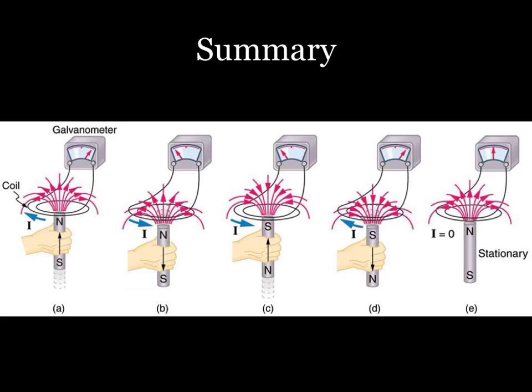So right here, letters A through D show the different situations we have for a moving magnet. We talked about if the north pole enters the coil of wire. We talked about if the south pole enters the coil of wire. We talked about if the north pole leaves the coil of wire. And we talked about if the south pole leaves the coil of wire.